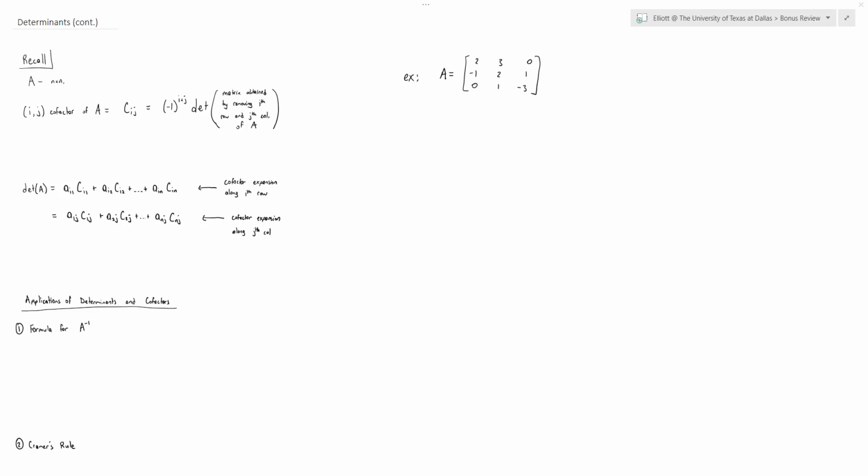All right, so I'm going to continue where I left off last time, and I'm going to talk just a little bit more about determinants.